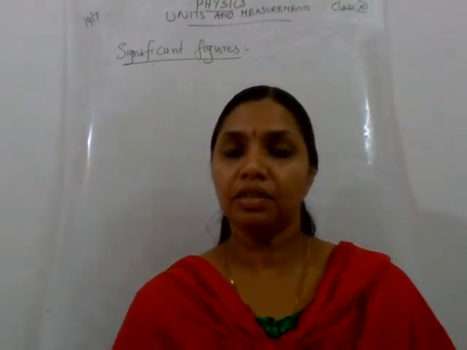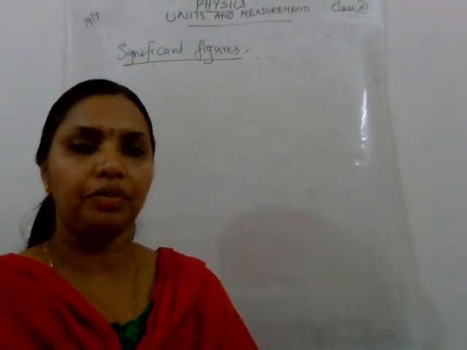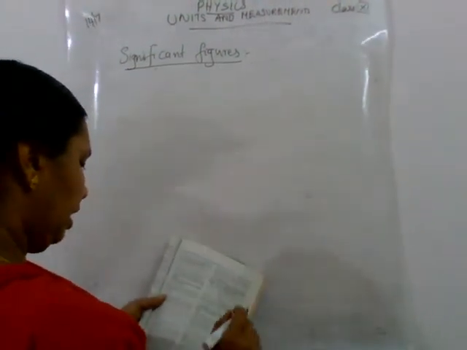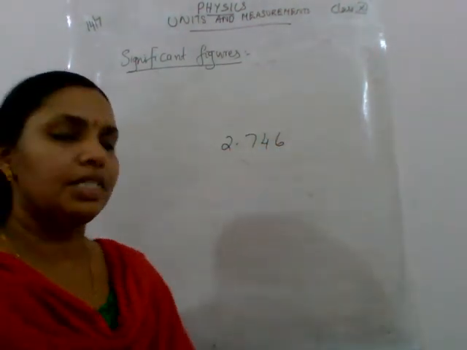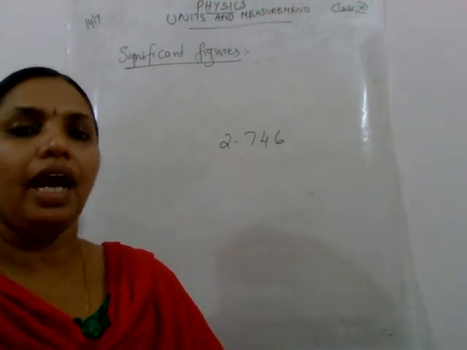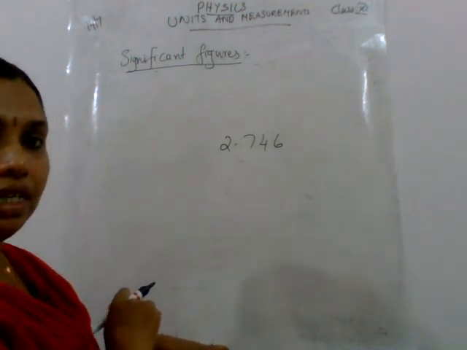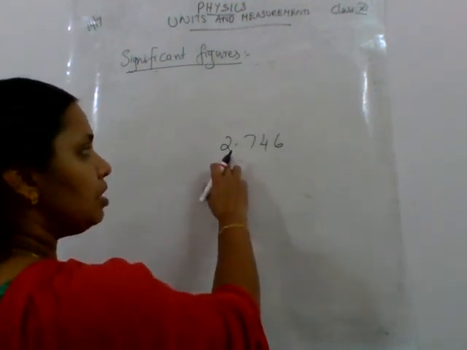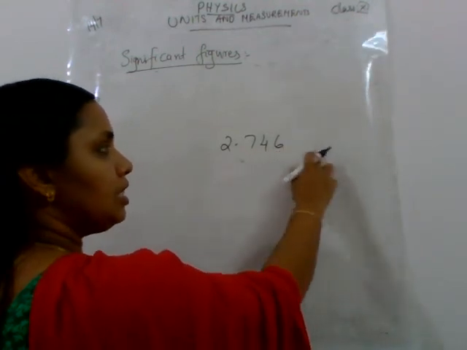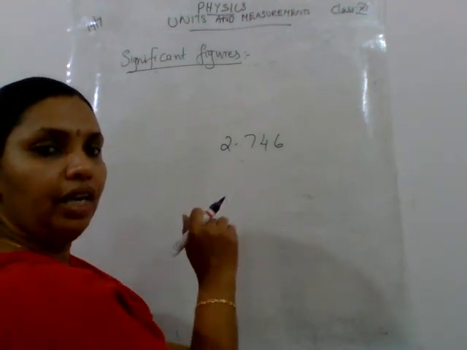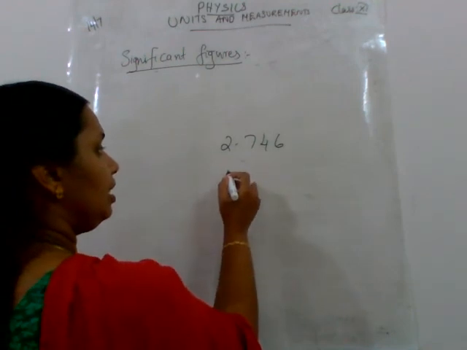Next we have to discuss the rules which we follow while rounding figures. Suppose you are getting a result, 2.746, and you have to round it off to 3 significant figures. 3 significant figures means 2.7 and 4, isn't it? And this 6 is an insignificant figure that we are dropping. So after rounding, what will be the value? You know that, isn't it?